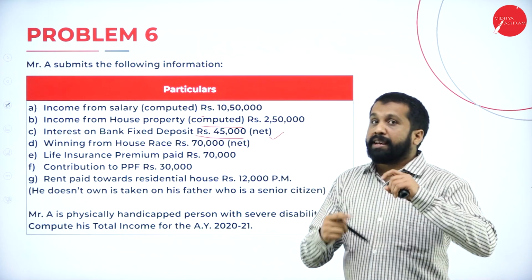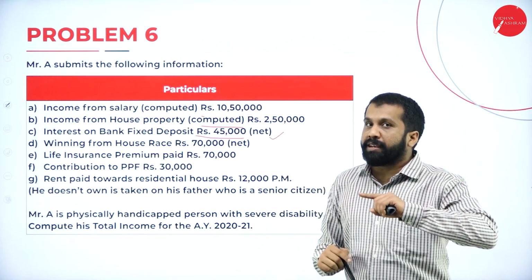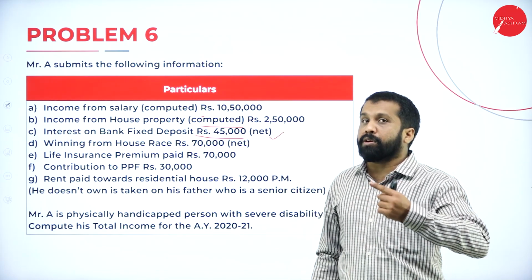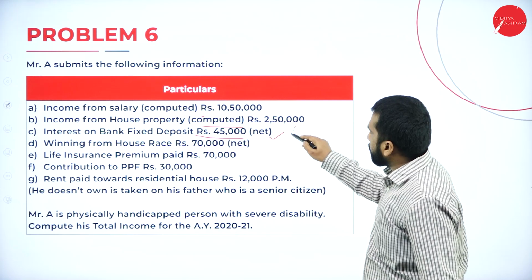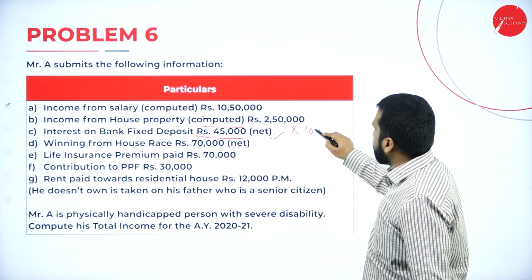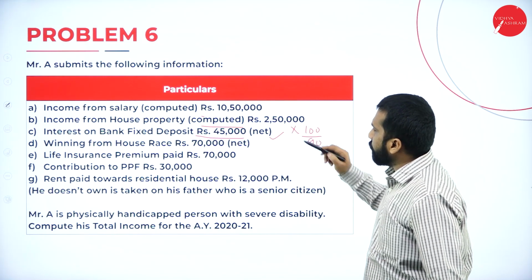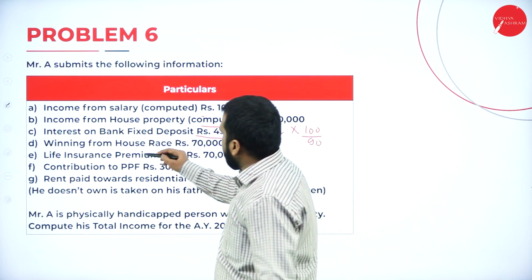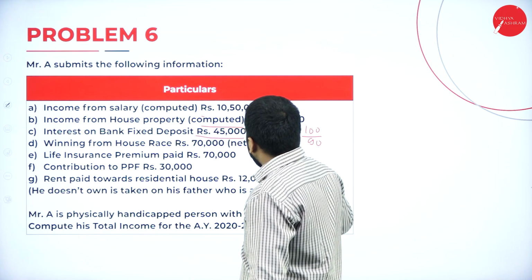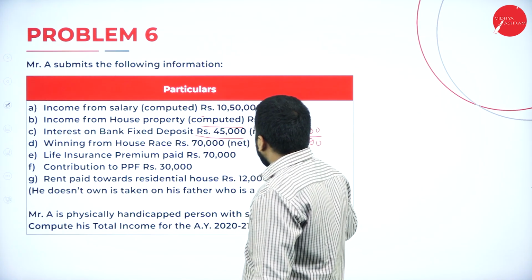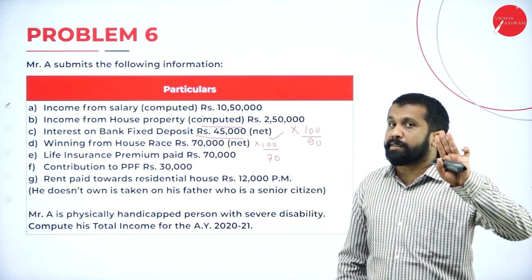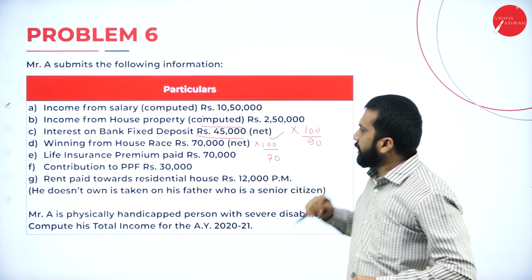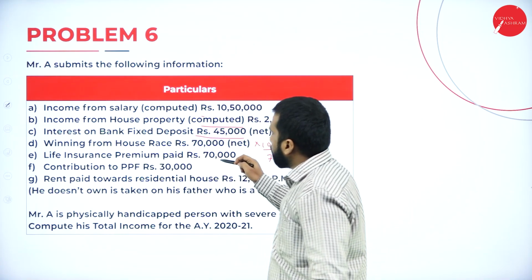Interest on bank fixed deposit net. Net means what? Tax deducted. We have to make it gross. In the bracket net word is there. We have to convert to gross. How? 45,000 into 100 divided by 90. Why it is 90? 10% is a tax. Clear? Now, winning from horse race net into 100 by 70. For horse race, the tax rate is 30%. That's why 100 minus 30, it will become 70.